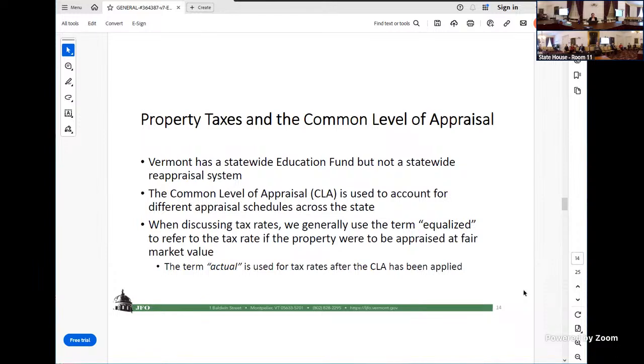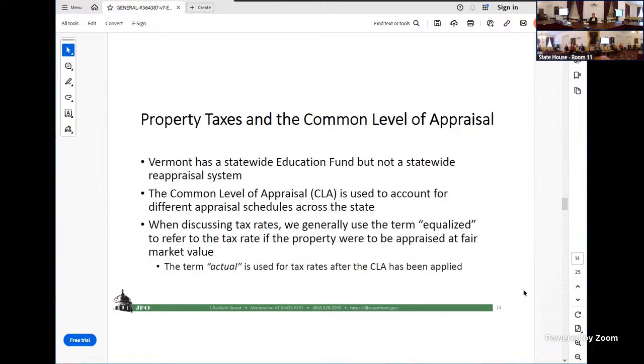Before going into the two categories, I want to touch on the common level of appraisal, the CLA. So we know that Vermont has a statewide education fund. It does not have a statewide reappraisal system. So what that means is that there are communities reappraising at different times across the state, but are all paying property tax into the statewide education fund.